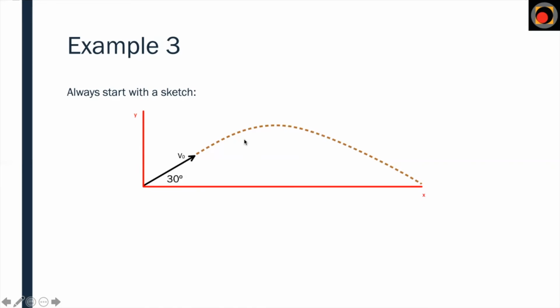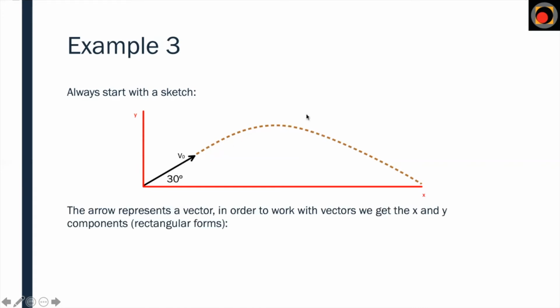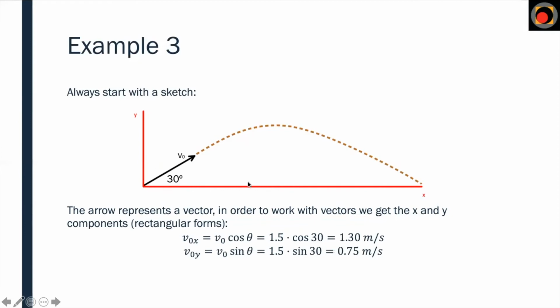Now remember that it is a vector, so we need magnitude and direction. This black arrow represents the vector, and we need to get the rectangular forms, obviously, because, well, from polar to rectangular every single time. That's one of the zeroth steps. So we convert, we get Vox, the subindex X representing that it's the X component, with a cosine of 30, and Voy with a sine of 30.